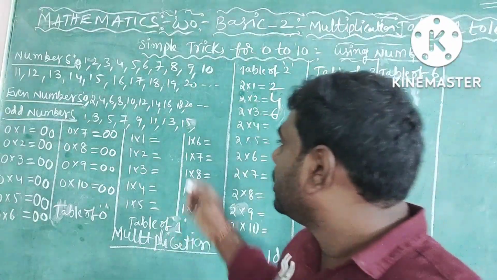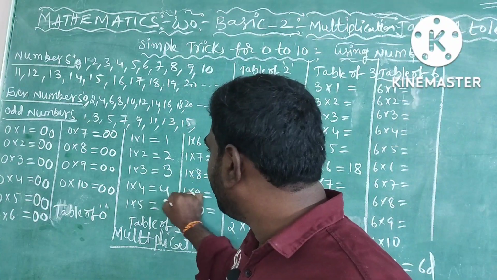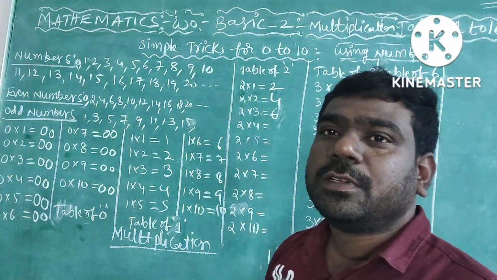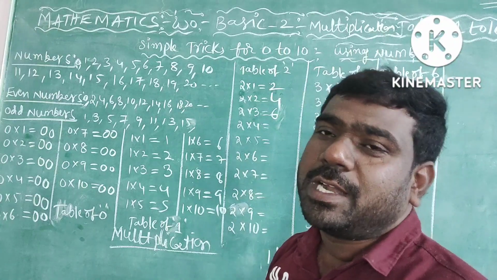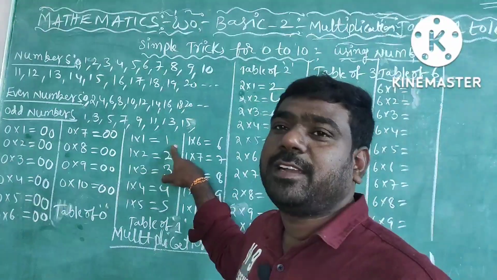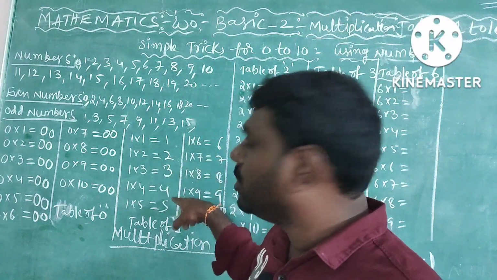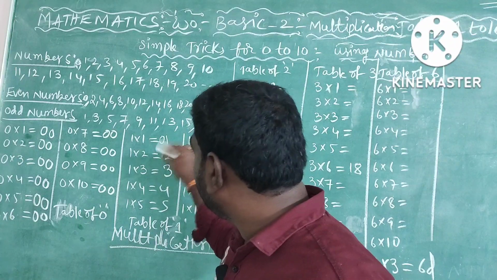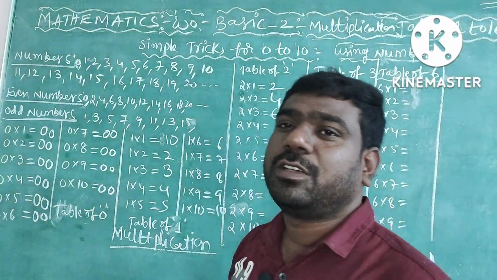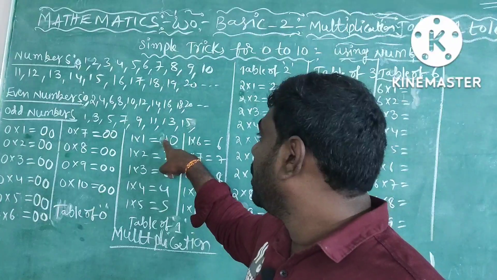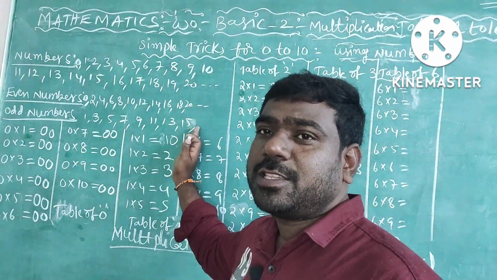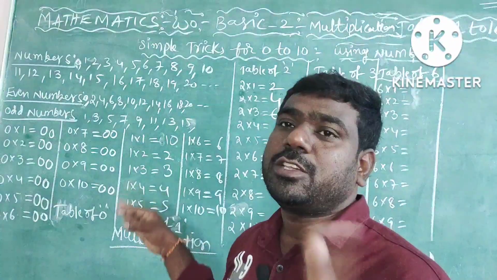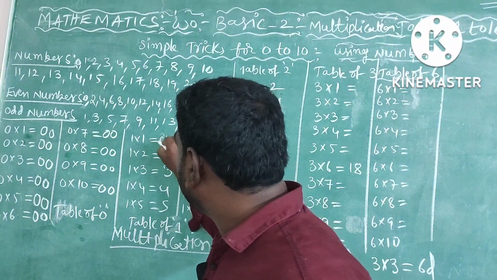1, 2, 3, 4, 5, 6, 7, up to 10. But according to the multiplication rule, the answer should be represented in 2 digits, and here there is only 1 digit. What should we do here? Yes, we should place 0 before the digit. Don't keep 0 after the digit. If you keep it after, it is wrong. Why? Because if you place 0 after the 1, the value increases. Before the digit there is no value. That's why I am keeping 0 1 here.